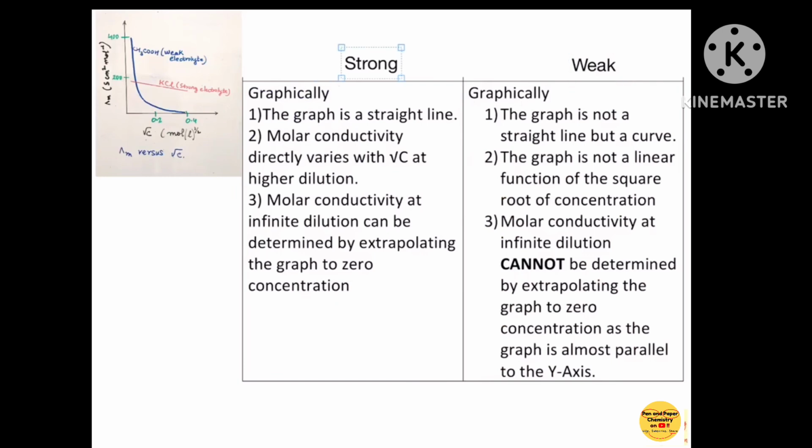So again, comparing the strong and weak electrolytes when we study it graphically. For your reference, I have kept the graph on the side. So graphically, what do we observe? For a strong electrolyte, the graph is a straight line. No, it is not so for a weak electrolyte, it is a curve. Molar conductivity varies linearly with the square root of concentration at higher dilution for a strong electrolyte. No, it is not so for a weak electrolyte. Molar conductivity at infinite dilution can be determined by extrapolating the graph to zero concentration. No, we cannot do that because our graph becomes almost parallel to the y-axis at infinite dilution.